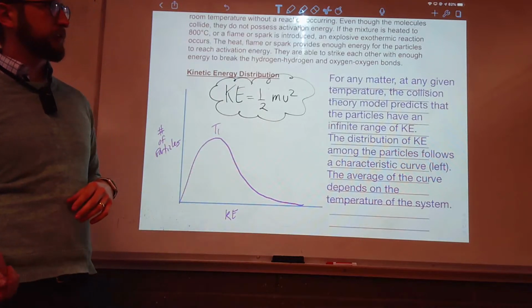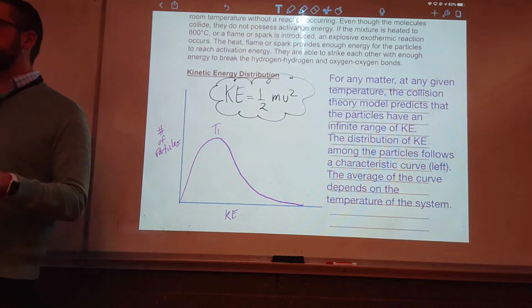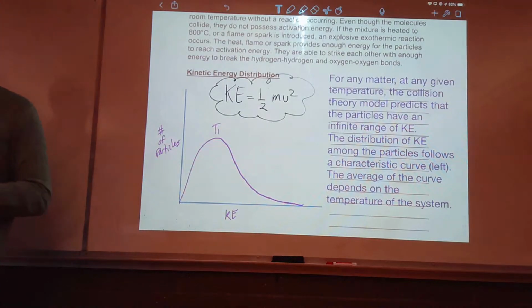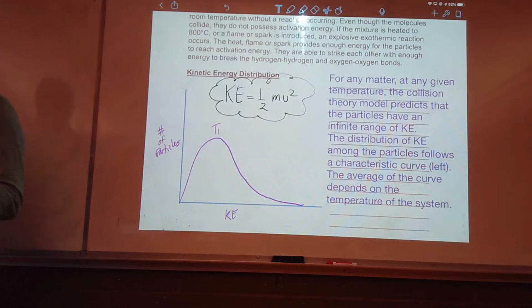For any set of chemicals, for any matter at any given temperature, our collision theory actually predicts that the particles have an infinite range of kinetic energy. There are particles in this room that are moving at nearly 0 meters per second, and there are particles in this room that are moving nearly the speed of light.